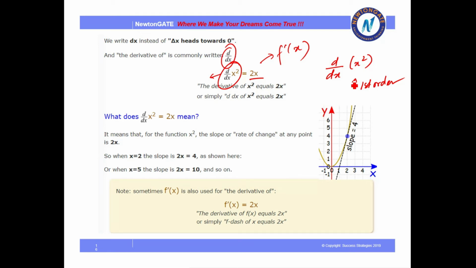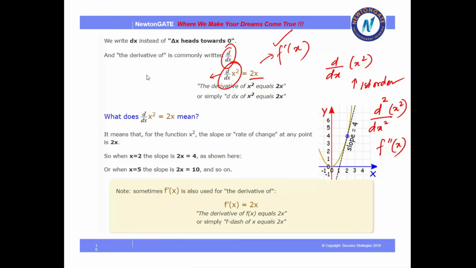Now what will happen is, instead of writing it in this form, in second order differentiation, what we do is we just put our 2 inside of this. This means that we are differentiating x square, the function x square, twice. And if I have to write in this form, it is f double dash x.